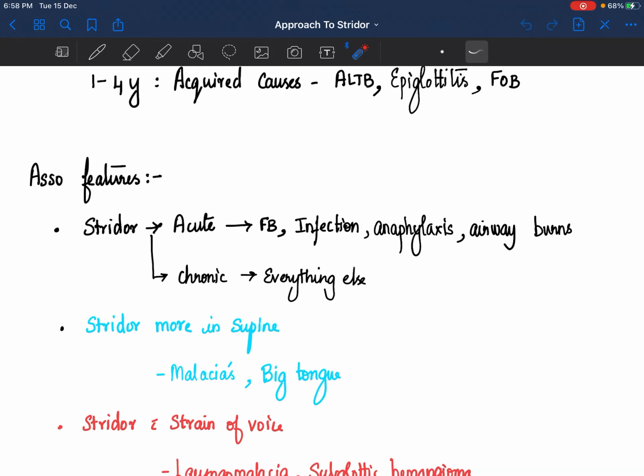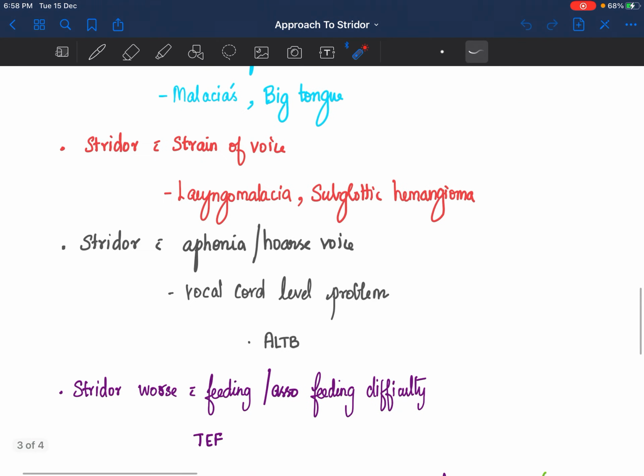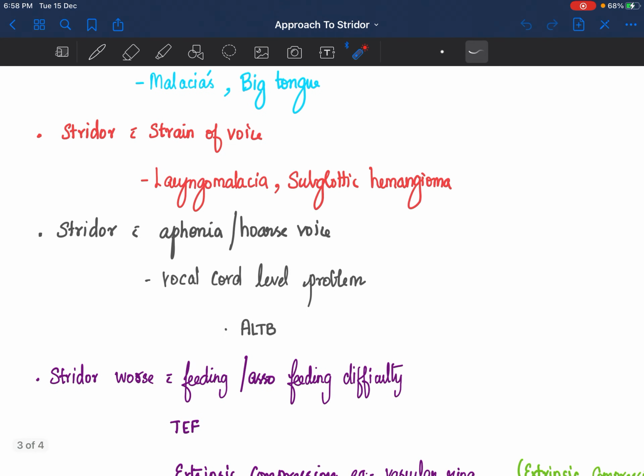Chronic presentation of a stridor, everything else you will have to think of. If the stridor is going to be more in the supine position, think of tracheolaryngomalacia, or a big tongue which is falling back and obstructing the airway. If the stridor is associated with voice strain, if the stridor is going to become worse while the child cries, then you can think of laryngomalacia, you can think of a subglottic problem, for example, a subglottic hemangioma especially. If the stridor is associated with voice loss or a hoarse voice, then think of a vocal cord level problem.